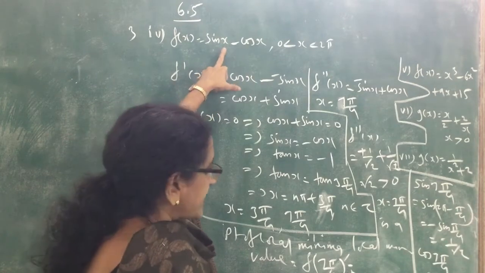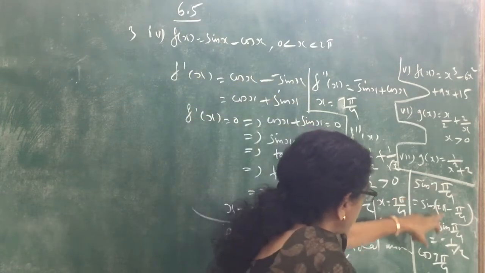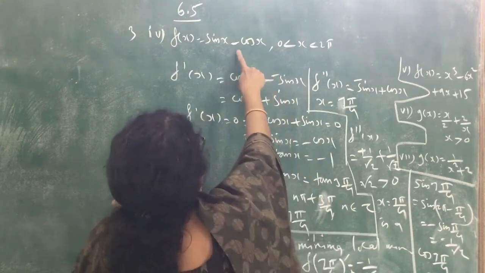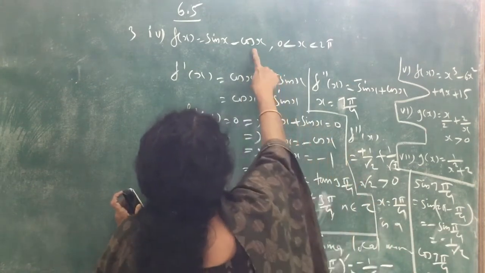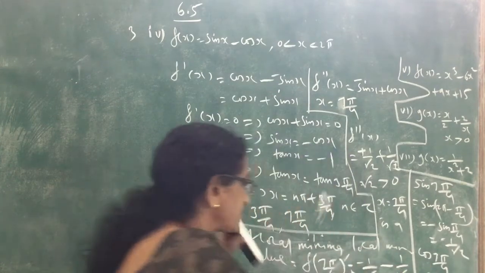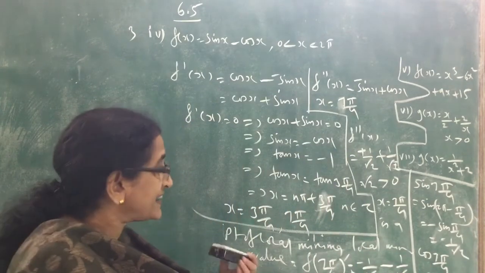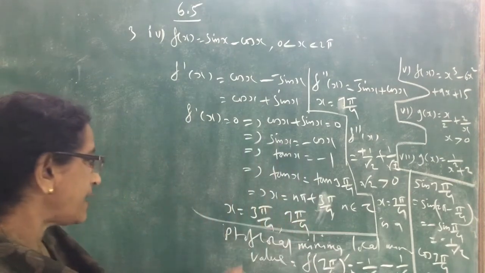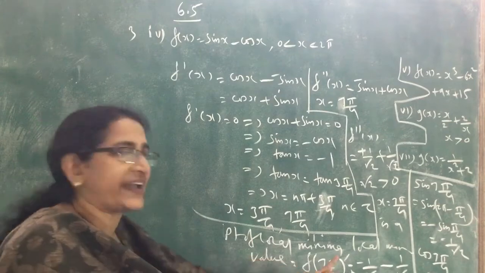What is sin 7 pi by 4? Sin 7 pi by 4 is minus 1 by root 2. Then minus cos 7 pi by 4, cos 7 pi by 4 is 1 by root 2. So minus 1 by root 2 minus 1 by root 2, minus 2 by root 2, that is minus root 2. So the local minimum value is minus root 2.